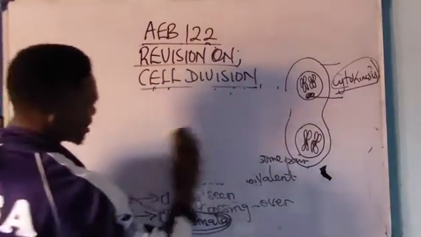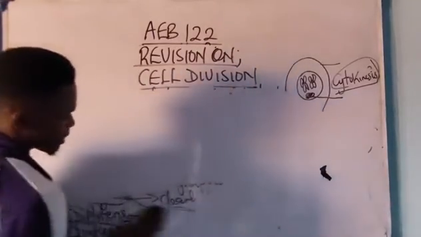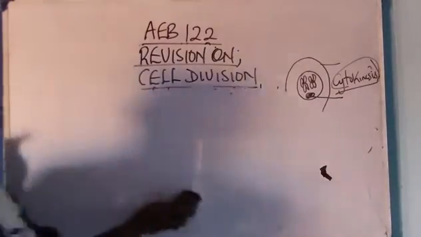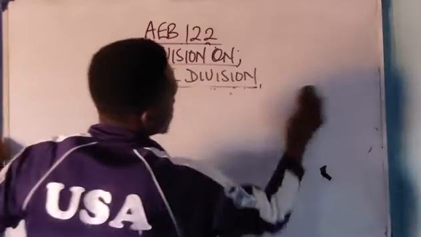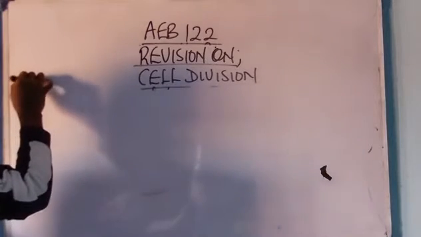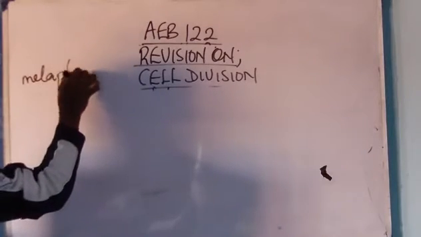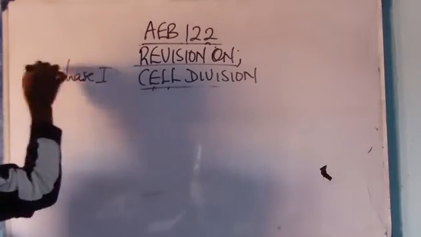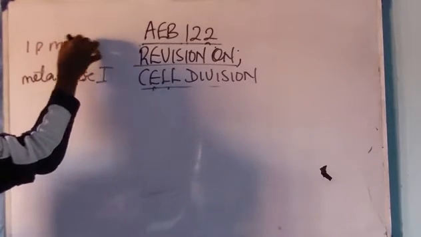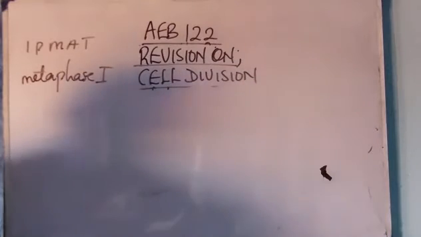Metaphase 1. Now that metaphase 1, I don't want to spend my time on that. There's a lineup of tetrads on the spindle fiber. That is metaphase 1.